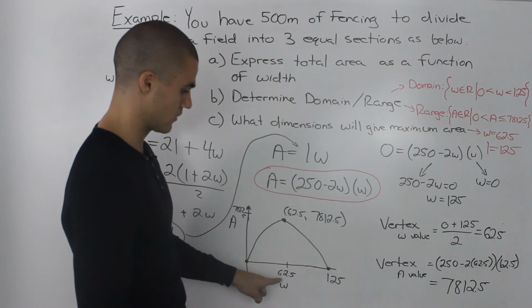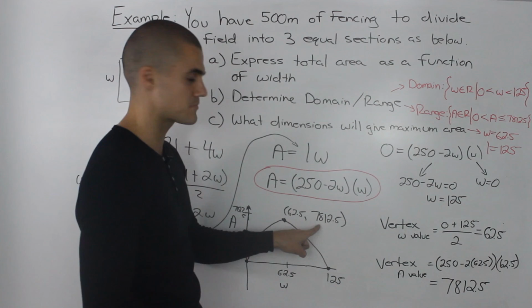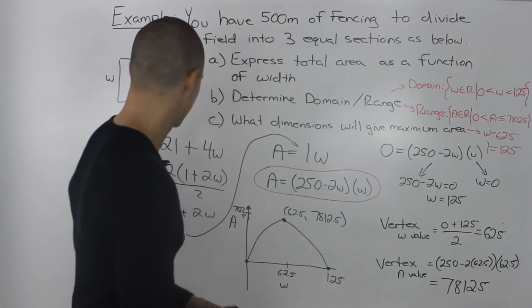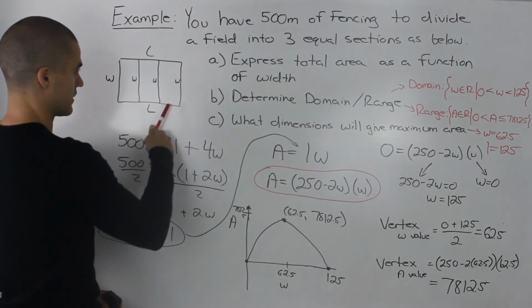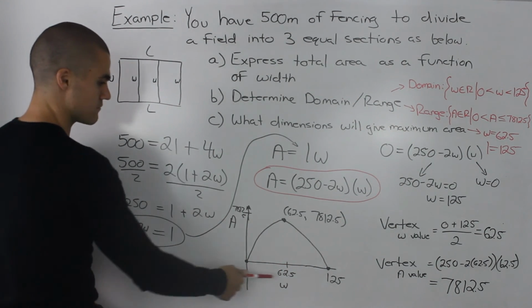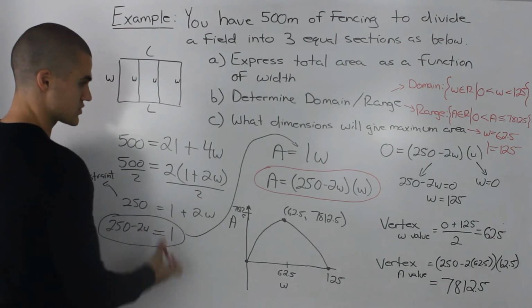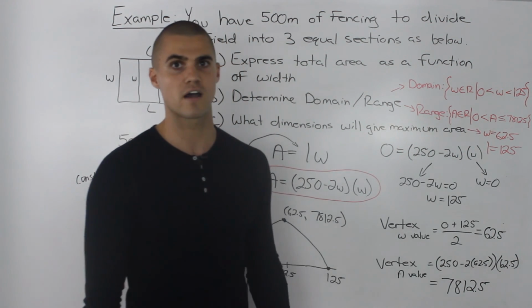And then what dimensions will give the maximum area? Well, we know at a width of 62.5 meters, we would get a maximum area of 7,812.5 meters squared. And then to find the length, if the width is 62.5 meters, we can just plug in that W value here in the constraint, solve for L, and we get a final value for L as 125 meters.